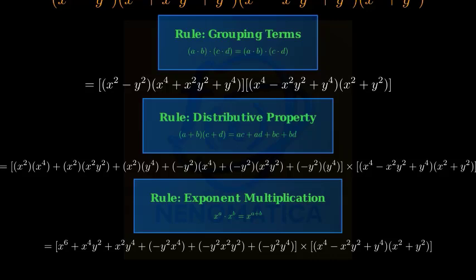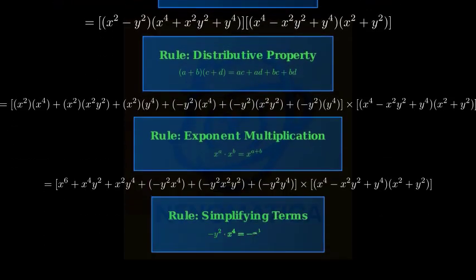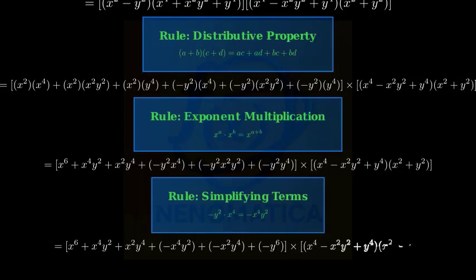We can further simplify the expressions in the first group. Let's combine like terms and simplify negative terms. For example, negative y squared times x to the fourth power is negative x to the fourth y squared, and negative y squared times x squared y squared is negative x squared y to the fourth power.